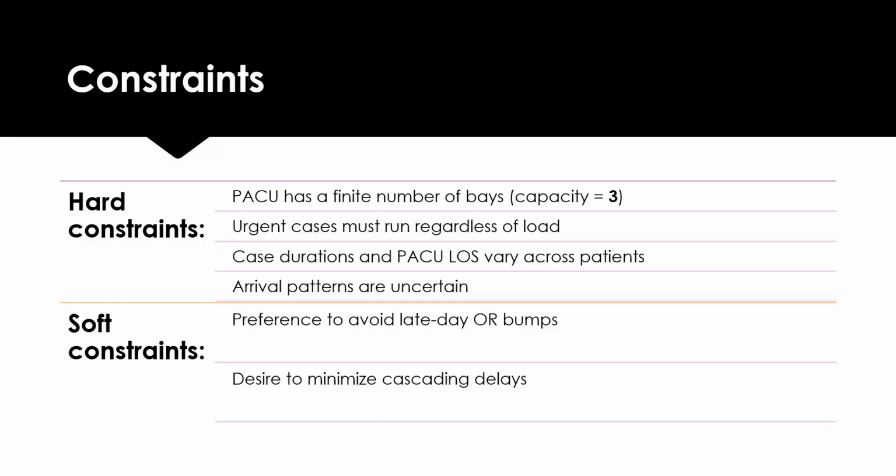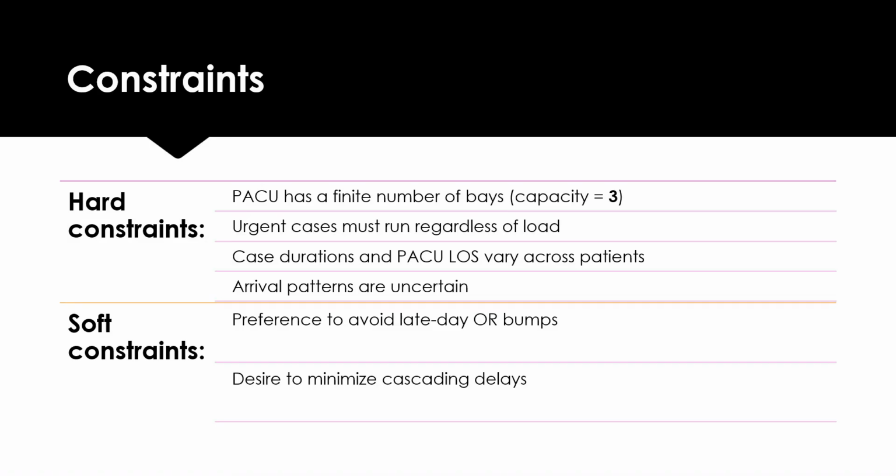These are the constraints we put in place: a capacity of three bays. We've decided urgent cases must run regardless of load. Case distributions and PACU length of stay vary according to a distribution similar to history, and arrival patterns are uncertain.